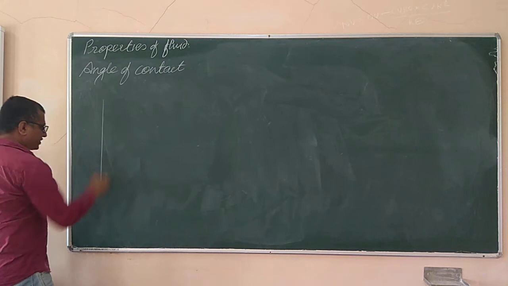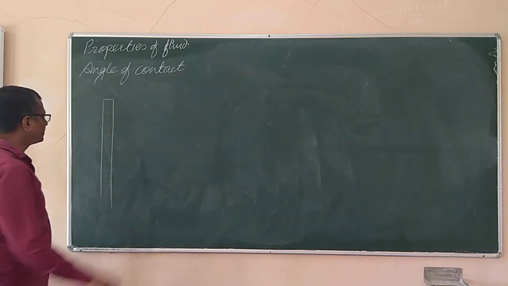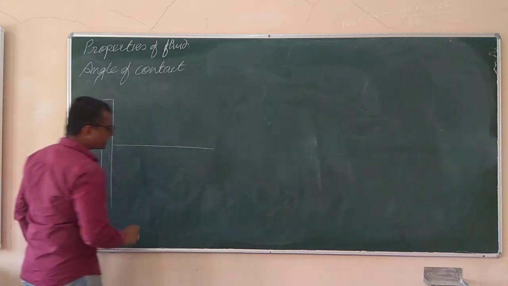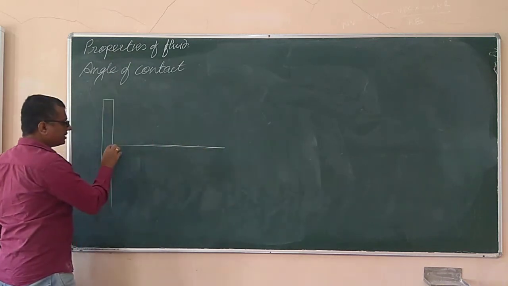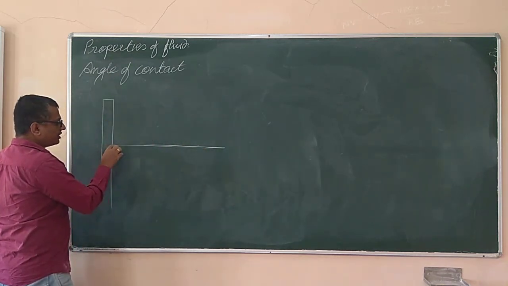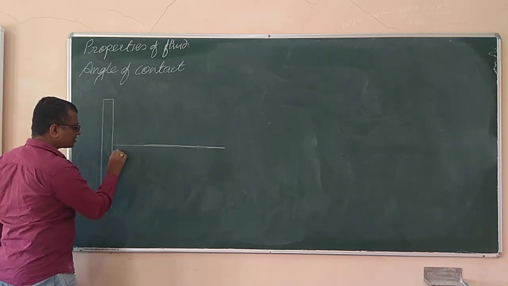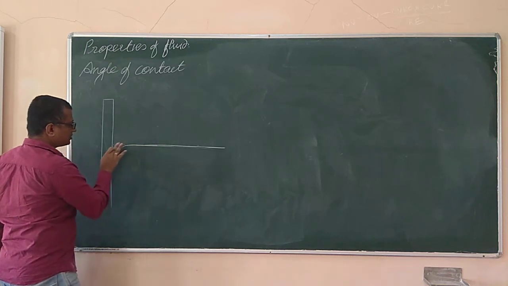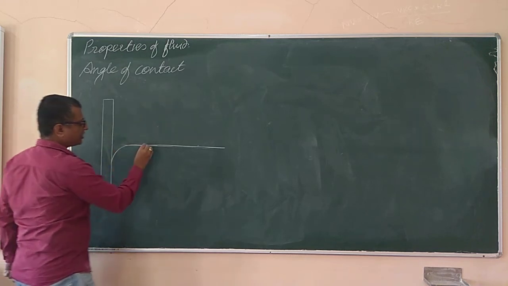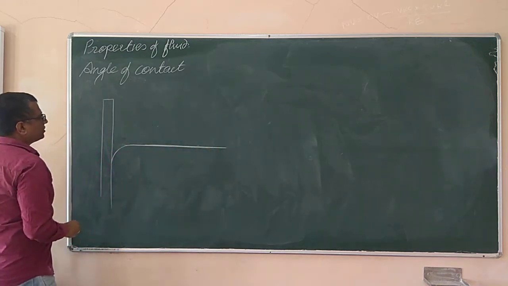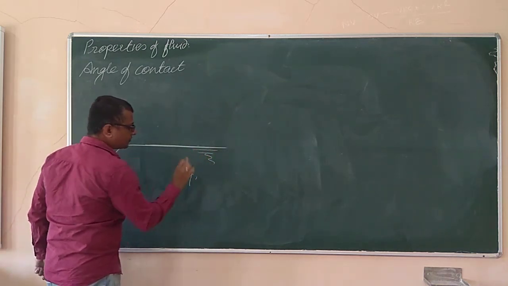Now I am going to draw a similar figure. This is the solid wall of a container and this is the liquid over here, and in this case the curvature of the free liquid surface in contact with the solid boundary is not going up but going down. So in that case the curvature will be something like this. This is the curvature. This is the solid surface, this is the liquid.